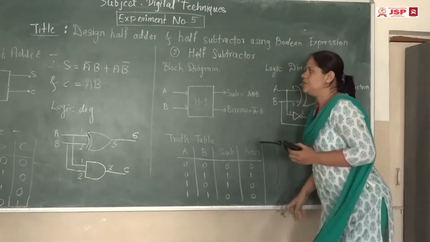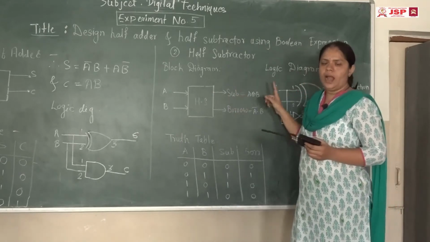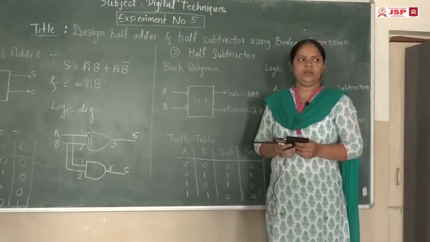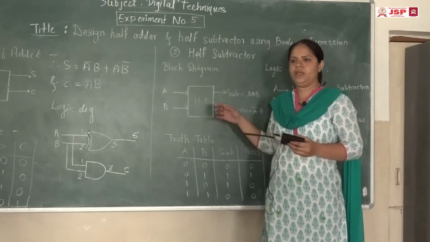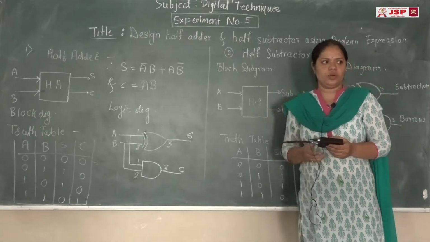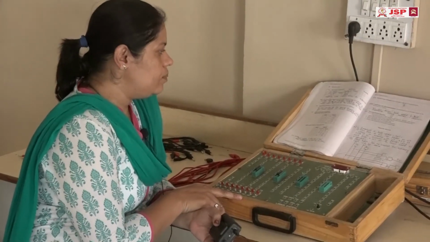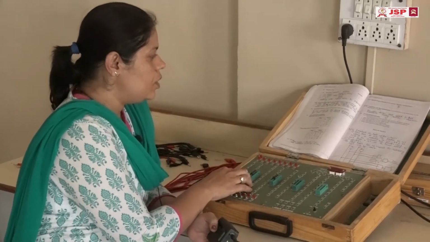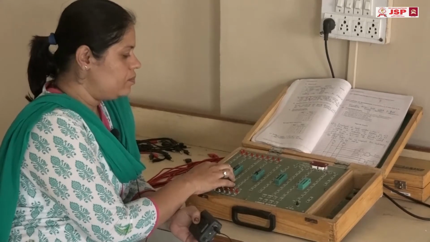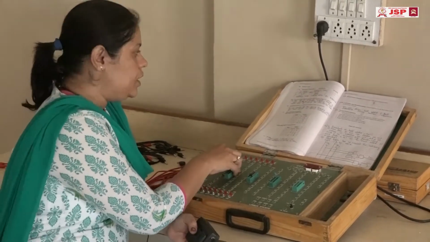Now we have seen all the theoretical part of the half adder and half subtractor. So we will continue with the practical, and see how it works in a practical way. We will check the output of this half adder and half subtractor practically. First we will check the half adder circuit.